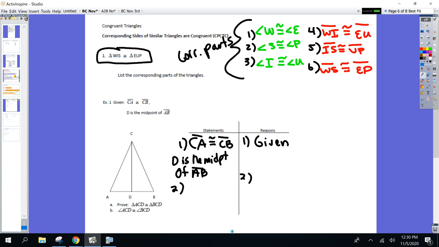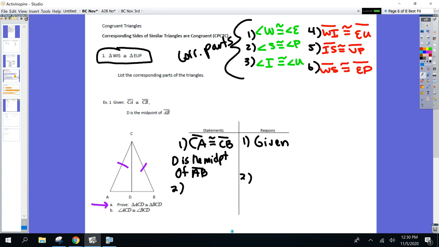Ready? I have CA congruent to CB. I have a midpoint. You guys can handle that in a second. Part A. Okay, let's prove the triangles congruent. So this is good practice for tomorrow. All right, can you get the two triangles congruent?